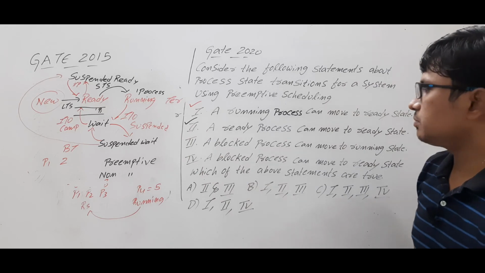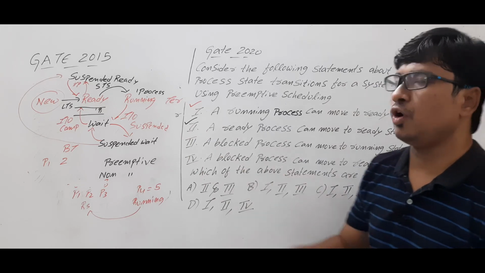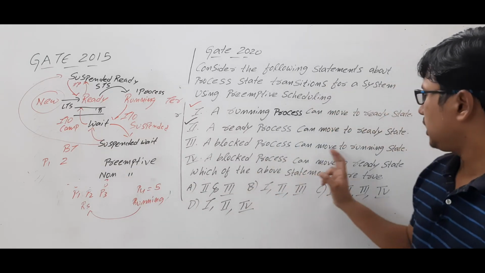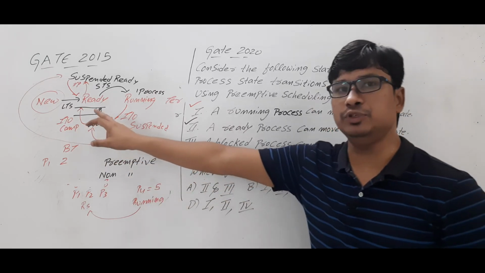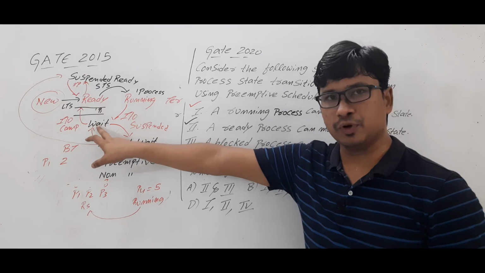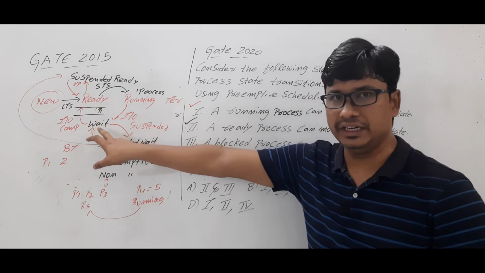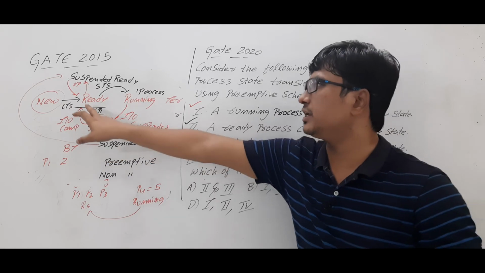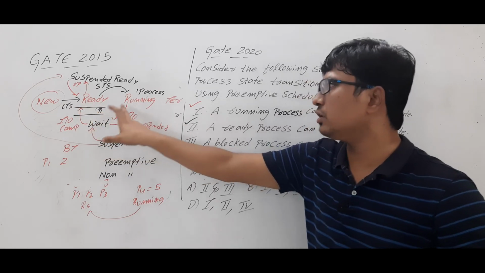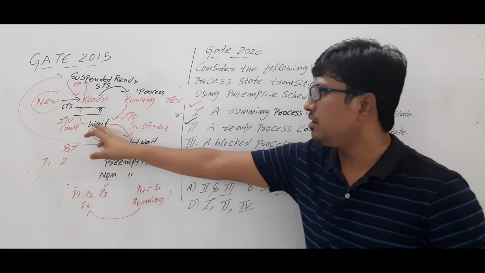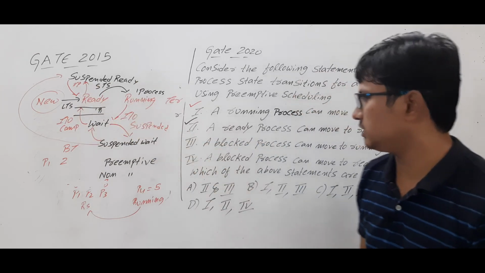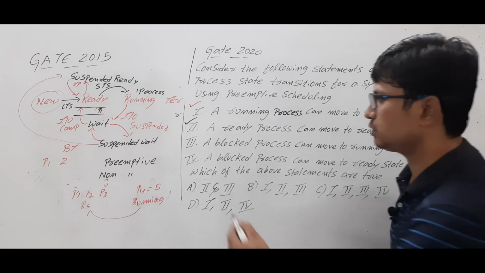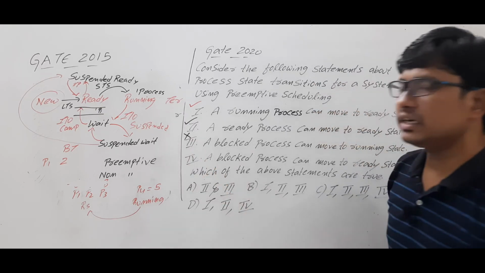Now look at statement 3. A blocked process, meaning the process which is in the wait state, can move to the running state. It is absolutely wrong. If any process which is in the wait state or blocked state, once the IO request is completed, it will go to the ready state. It will not directly go to the running state. From the ready state, it will go to the running state. But they are telling that it will directly move to the running state. So it is wrong.